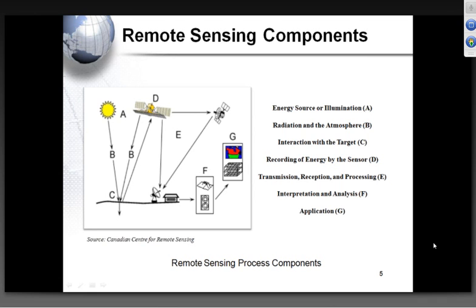After that, E denotes transmission, reception and processing. Once the sensor gets the information about the particular target, then the further evaluation and interpretation goes here. And finally, to the application.